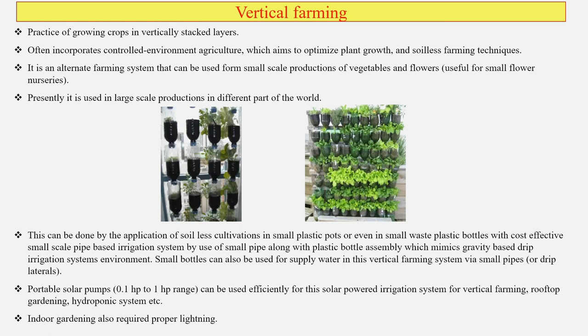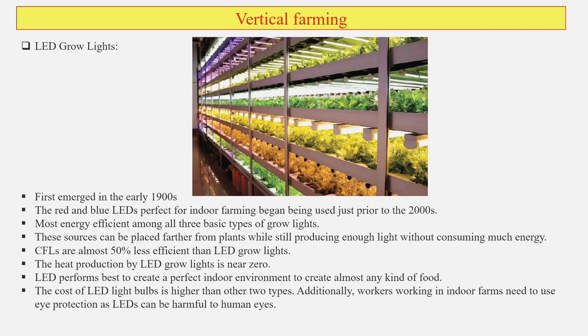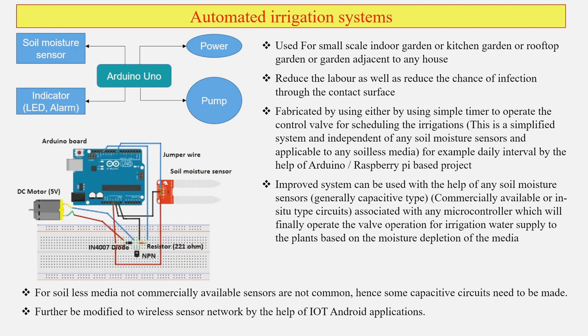Vertical farming we also talked about, how different kinds of waste material, like plastic bottles, can be used for vertical farming, what equipment you need, how it should be planned, and what kind of plants to grow. We then talked about automatic irrigation systems, because water has become a very, very scarce commodity in many places of the world.